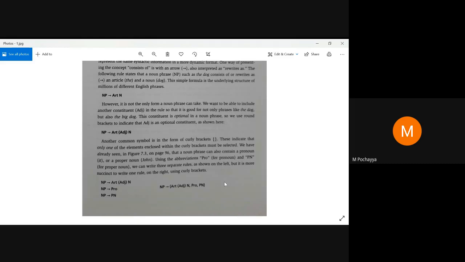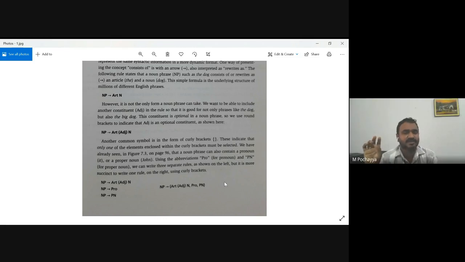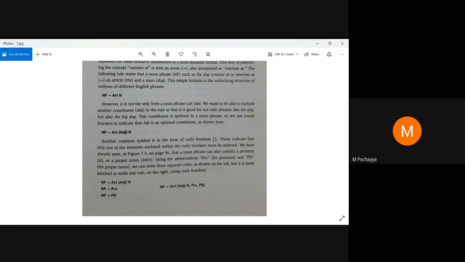Okay, what is the whole number set, or what is the natural number set? Natural number set is 1, 2, 3, 4, 5, and so on. Likewise, here noun phrase may be a set of proper noun, pronoun, or the combination of article plus adjective plus noun. This is a set. Based on that we can understand what may be the noun phrase.